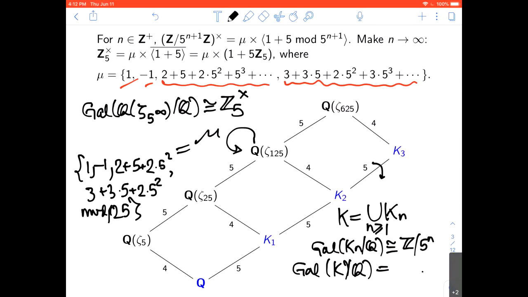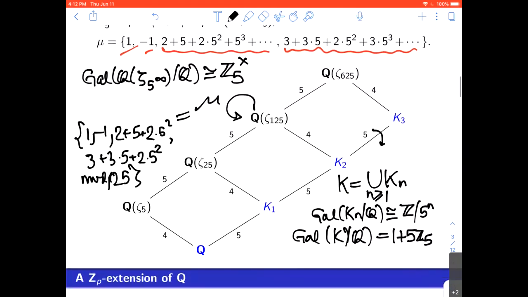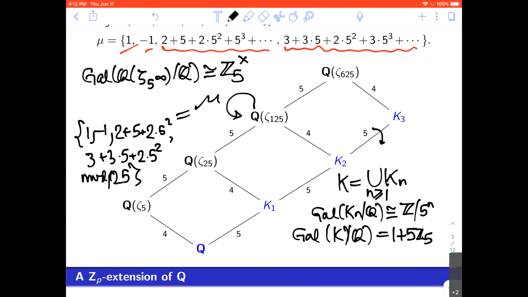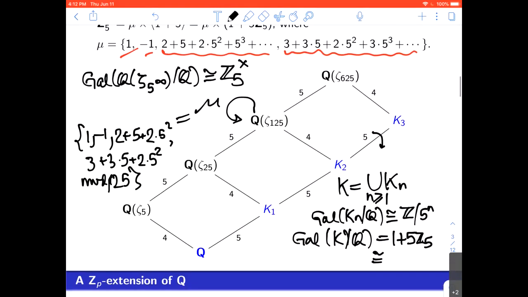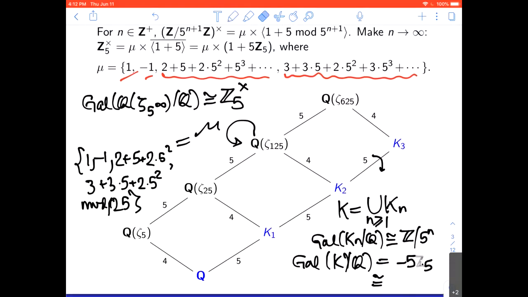All right. So the actual Galois group here is more like 1 plus 5 Z_5. And this just happens to be isomorphic. Well, no. Okay, here, let me just, I mean, when you're modding out, okay, sorry about that.